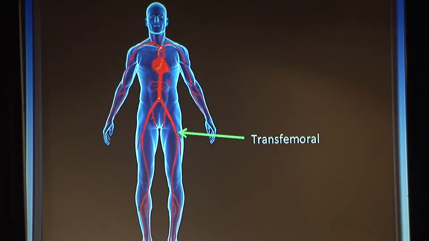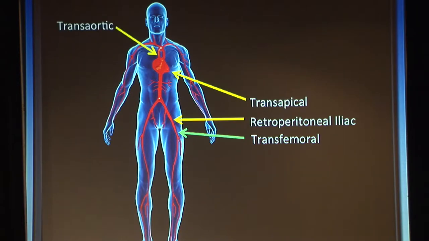So what did we do for this patient? Felt like we couldn't do transfemoral access. Options then: transaortic, coming from the top through a small sternotomy, maybe right side of the sternum; transapical; or retroperitoneal iliac, all surgical access for these. This would be putting a conduit down to the iliac or potentially even to the aorta.